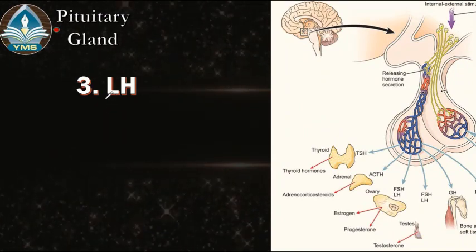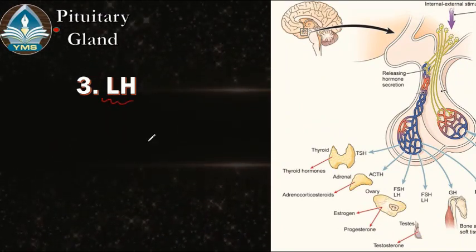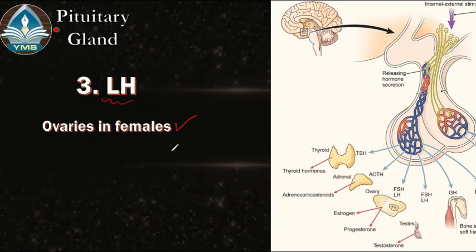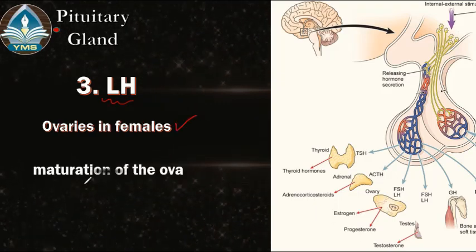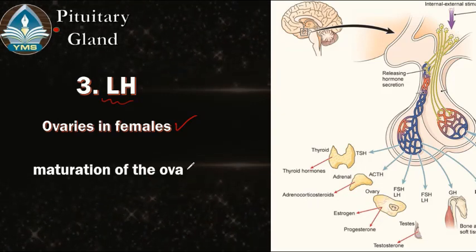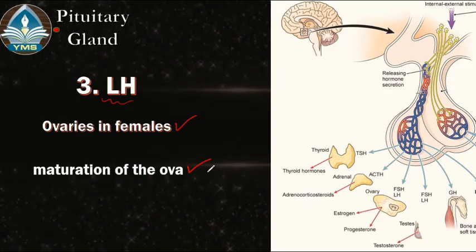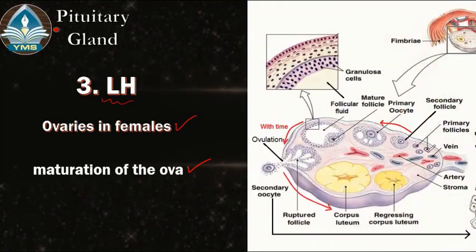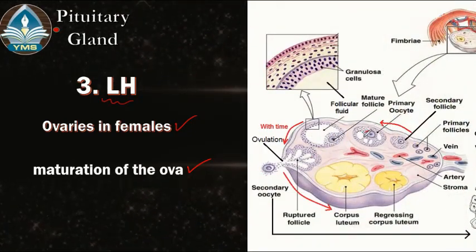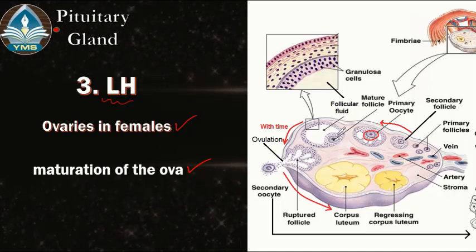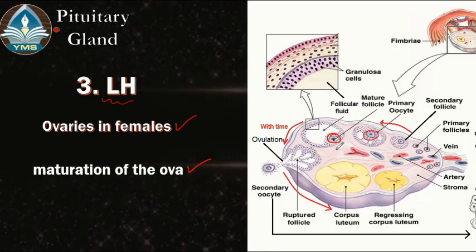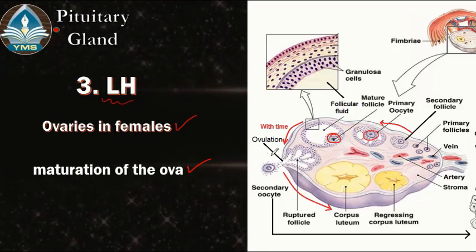LH, or luteinizing hormone. What does it do? Let's see. It stimulates the ovaries of the female to do what? It helps in the maturation of the ova, the egg of the female. It helps in its maturation. So look here, this is the follicle. Inside of it there is an egg. LH helps in the maturation to make this secondary oocyte mature. So it helps in the maturation of the ova.